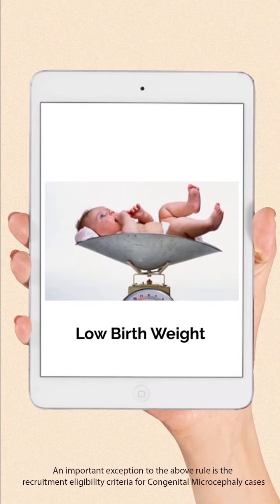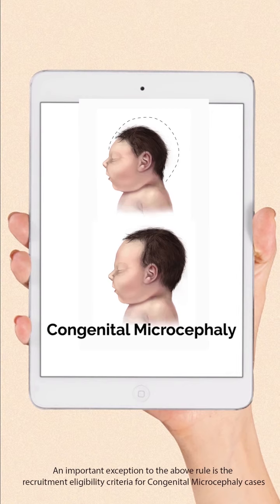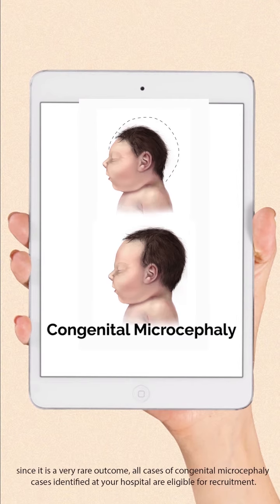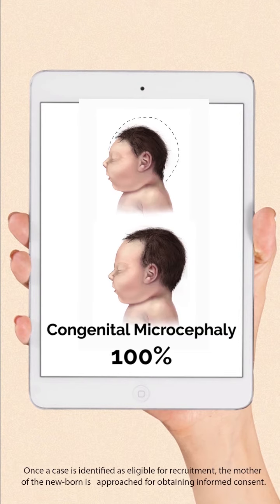An important exception to the above rule is the recruitment eligibility criteria for congenital microcephaly cases. Since it is a very rare outcome, all cases of congenital microcephaly identified at your hospital are eligible for recruitment.